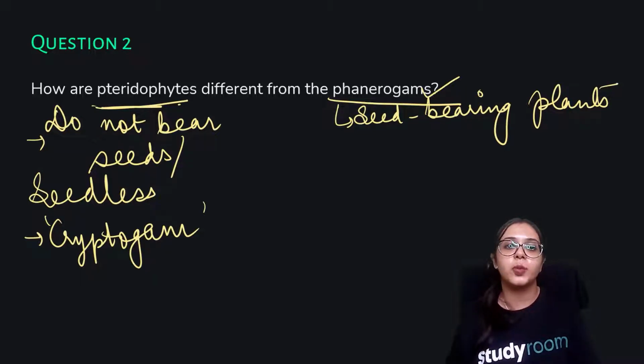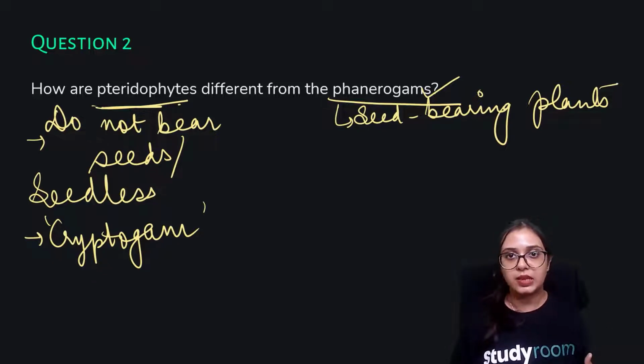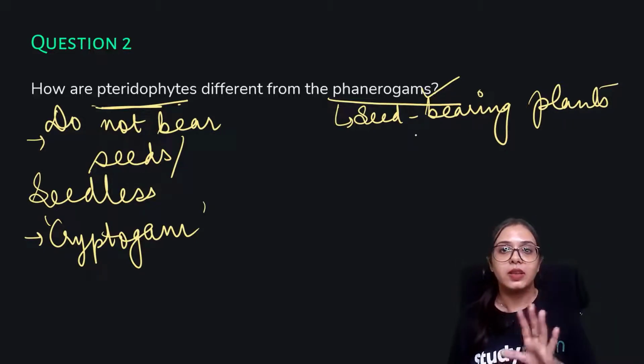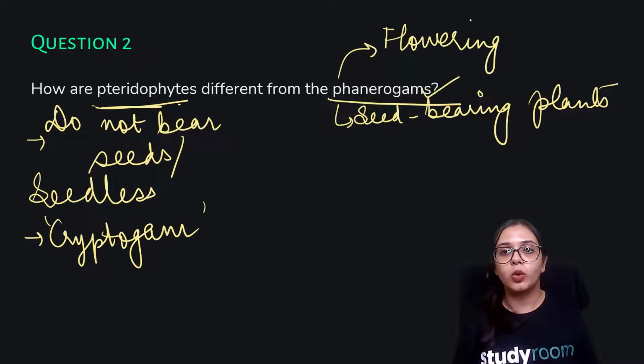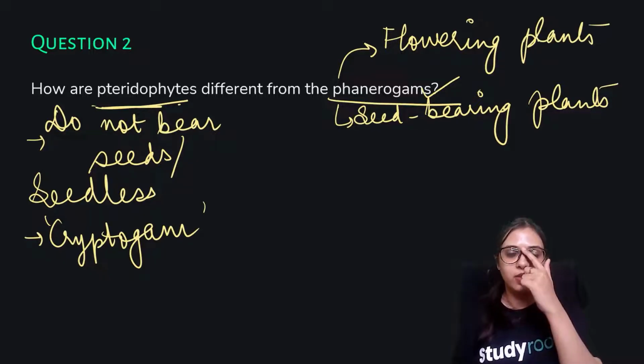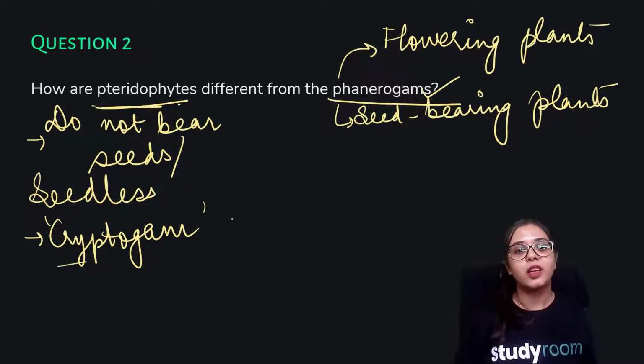So the main difference between Pteridophytes and Phanerogams is that Pteridophytes do not bear seeds, they are seedless, and Phanerogams do bear seeds. These are the flowering plants. The sexual organs here are distinct, whereas in Pteridophytes the sexual organs are not distinct, hence they are also known as cryptogams.